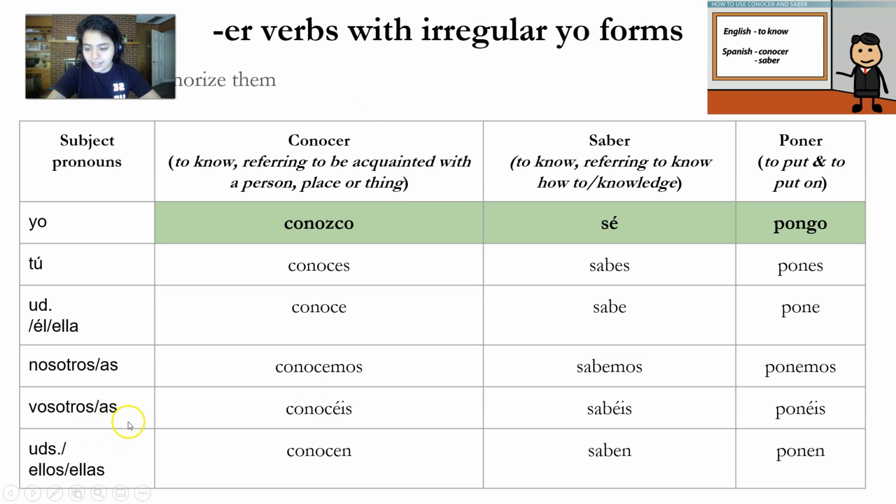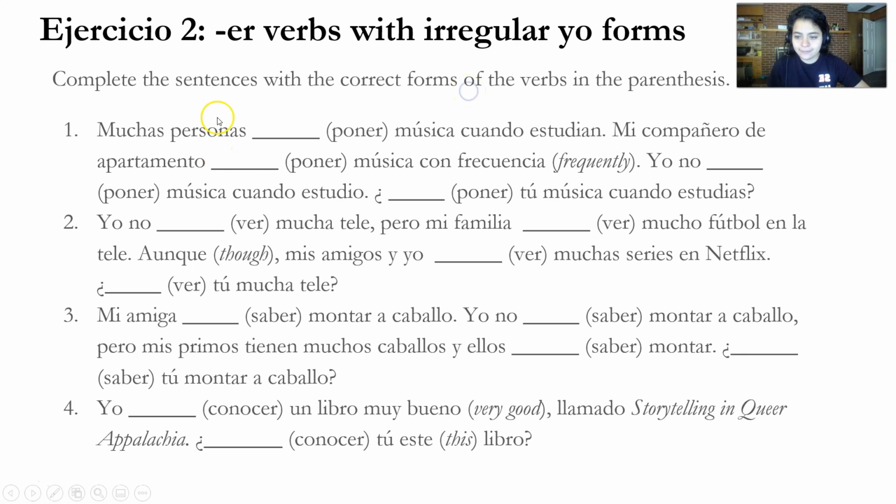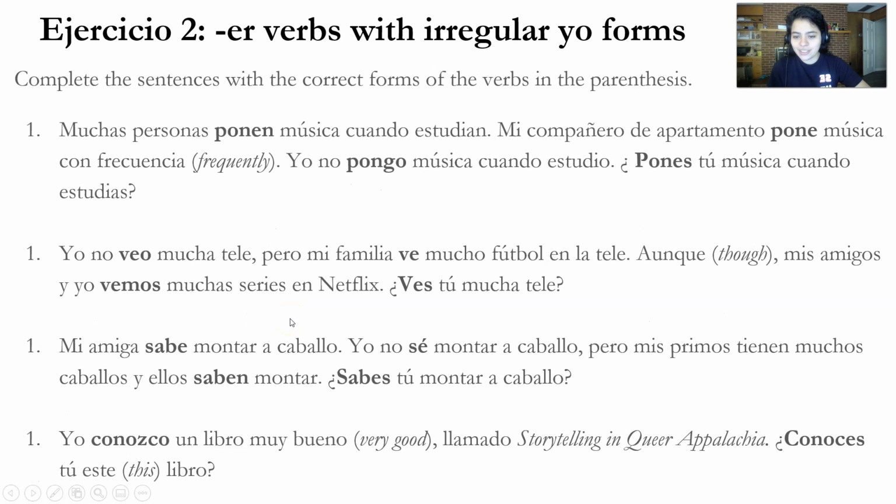And as you can see here, the vosotros and vosotras form has the written accent, the tilde, because these ones are not monosyllables. Okay, we're going to do an exercise with ER verbs with irregular yo forms. So I hope you have memorized them. Complete the sentences with the correct forms of the verbs in the parentheses. And here you can check your answers. Sorry for the numbers, they're wrong. But this is 1, 2, 3, 4.